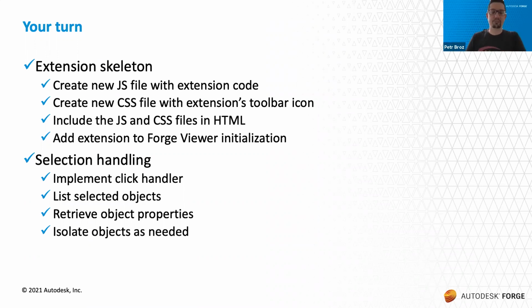And then second, try and experiment with the selection and isolate APIs, right? Like using viewer.getSelection or viewer.isolate to see if you can read the information and again manipulate the state of the viewer programmatically from your extension's JavaScript code.